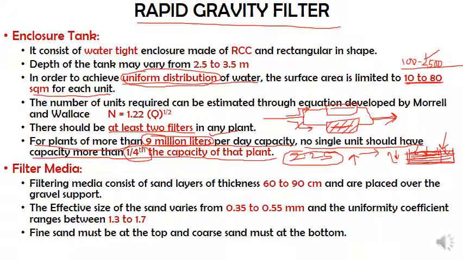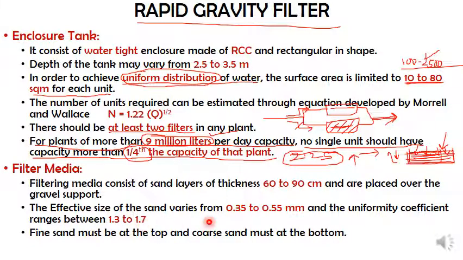Now next is filter media. Filter media consists of sand layers of thickness 60 to 90 centimeters placed over the gravel support. Similar to the slow sand filter, here also the thickness is 60 to 90 centimeters. The effective size of this sand varies from 0.35 to 0.55 mm and the uniformity coefficient ranges between 1.3 to 1.7.